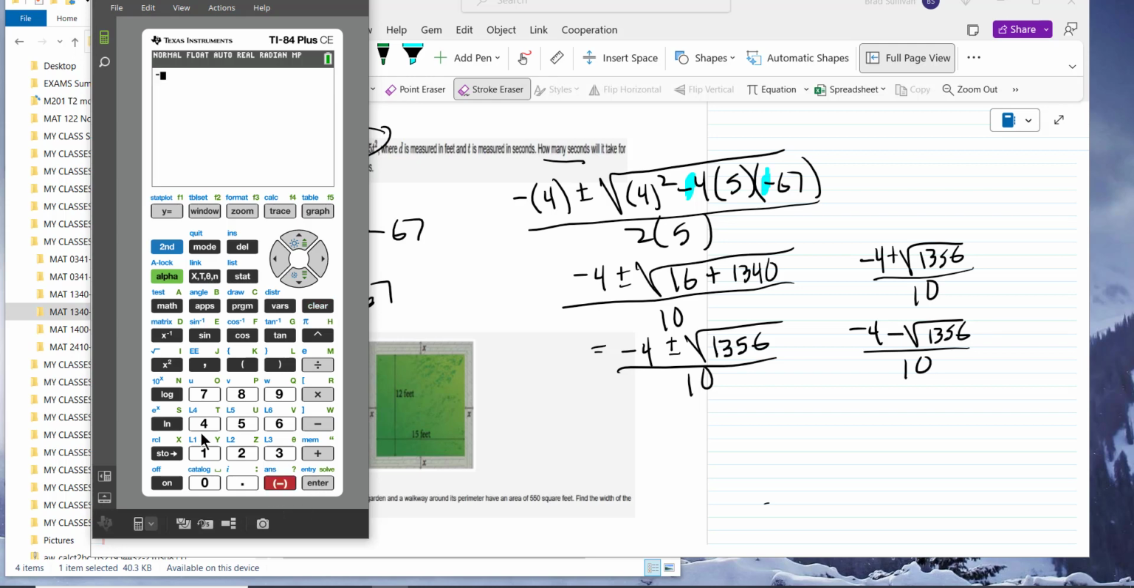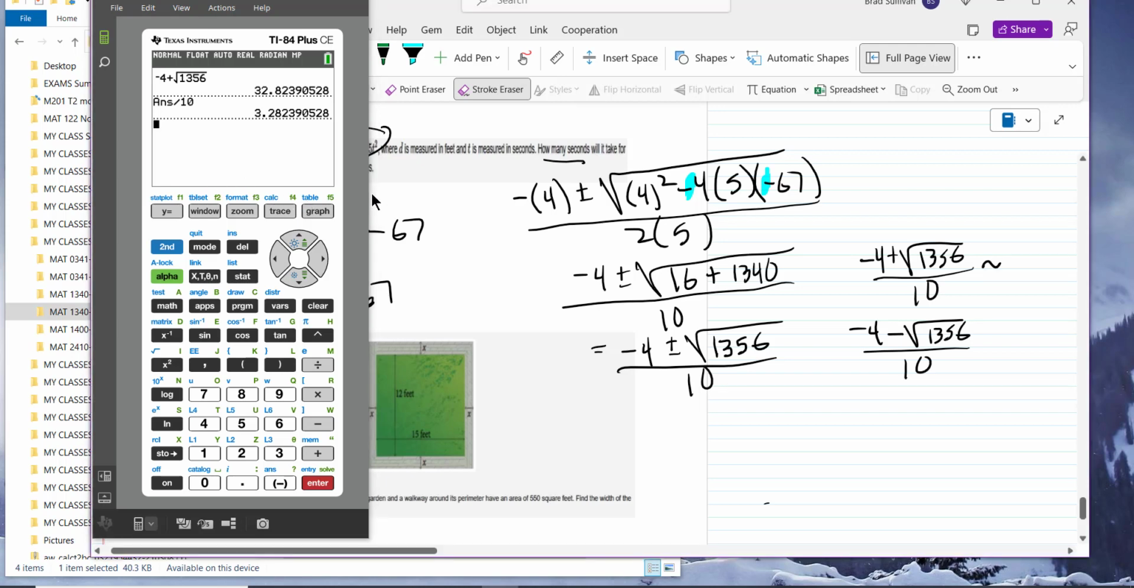I'm going to do -4 plus the square root of 1356. I'm just going to go ahead and get that answer. That'll give me a decimal. Then I'm going to divide that by 10. I think the directions say round to 4 decimals, so we'll write that as 3.2824. That 3 needs to round up to a 4 because it's followed by a 9.